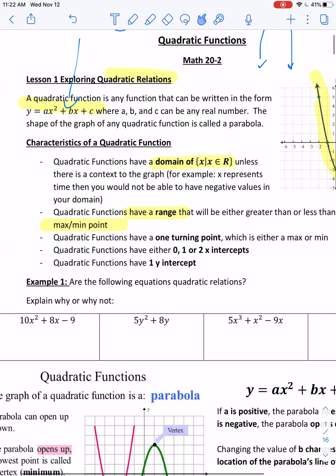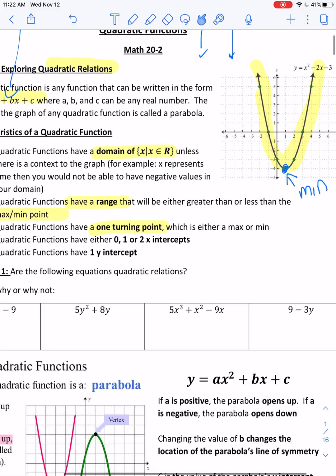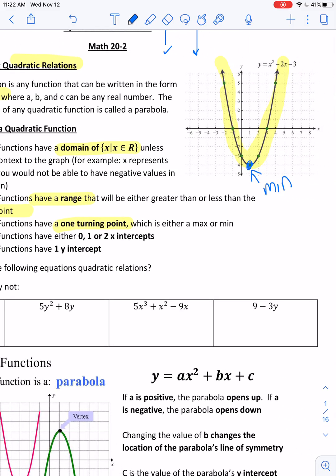From here, quadratic functions have one turning point. So one place, which is what we call the vertex, where the graph changes direction. A quadratic function will have either 0, 1, or 2 x-intercepts. So an x-intercept is where our graph crosses the x-axis.